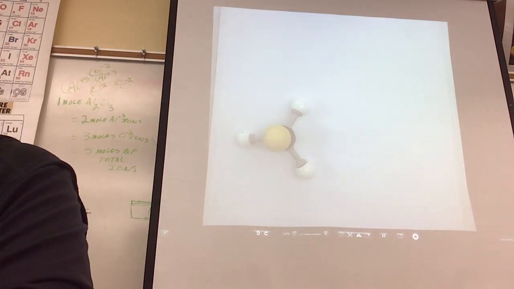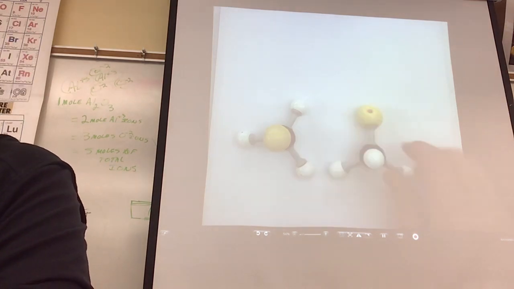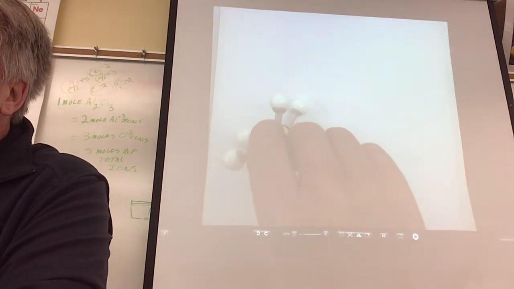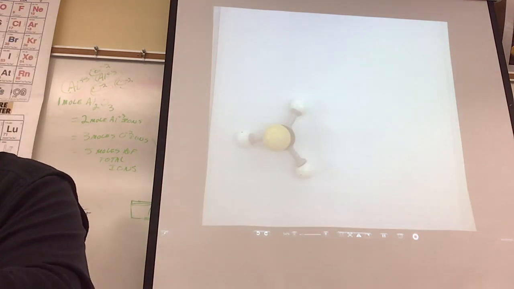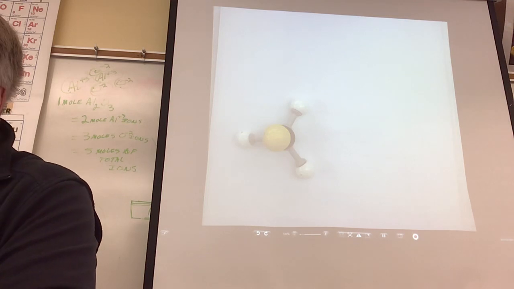Okay, now, are there any isomers of that besides that one? No. What if I put it over here? No. Now, can I superimpose that? No. Yeah, they're identical. So, okay, no problem here. Let's try another one. Let's replace another one.